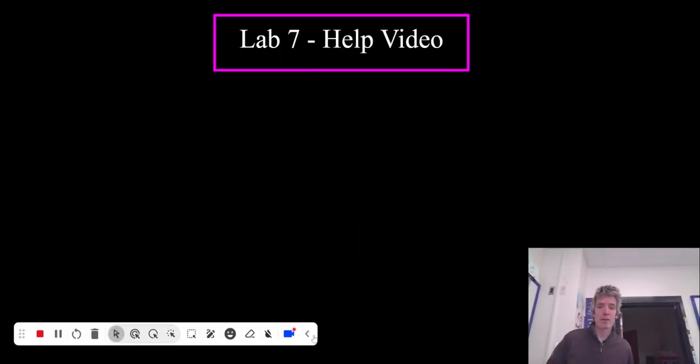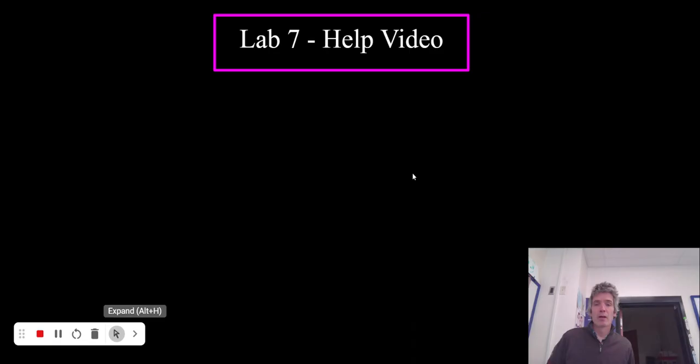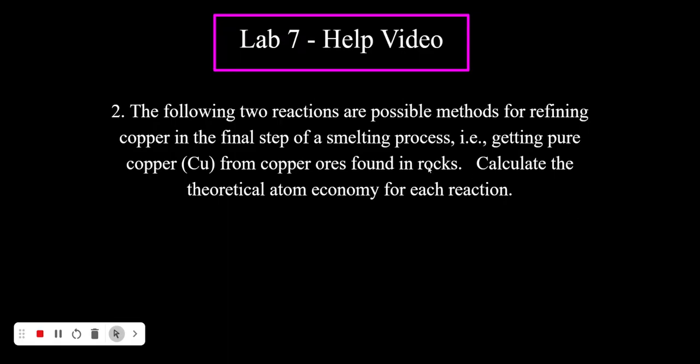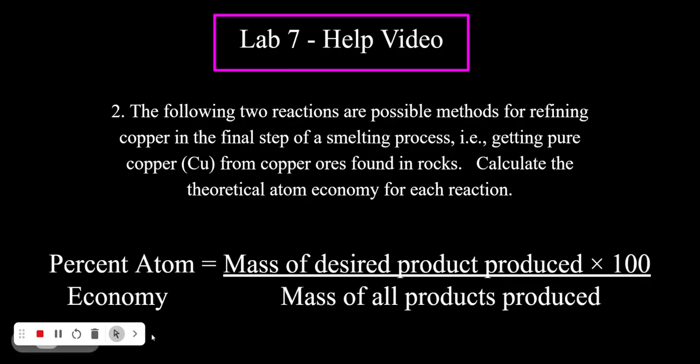This video is for the question on Lab 7, It Ain't Easy Being Green. Here's the question. They want you to calculate the theoretical atom economy, which is how much you're going to get of what you want based upon all that's made. And here is the formula for that.